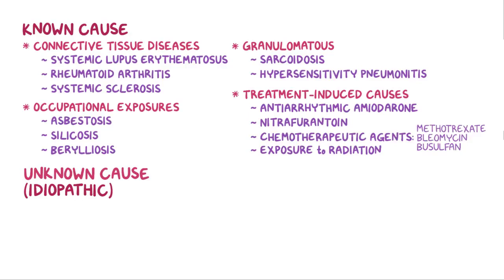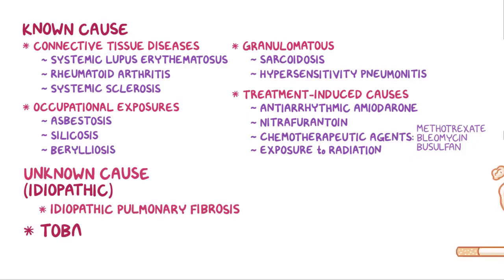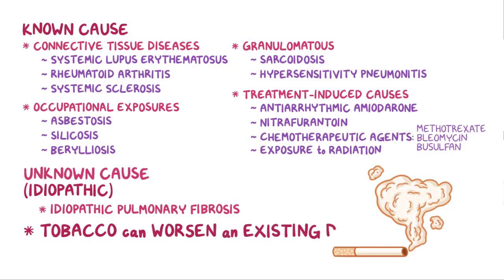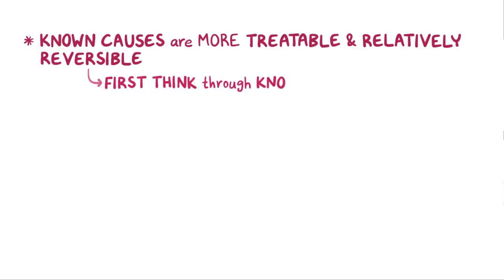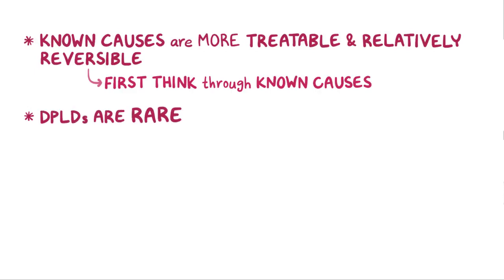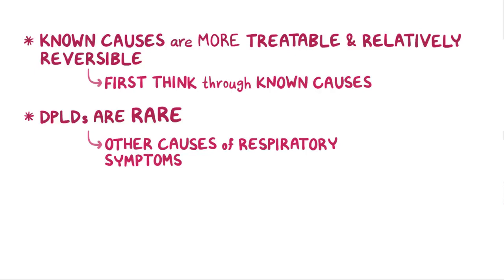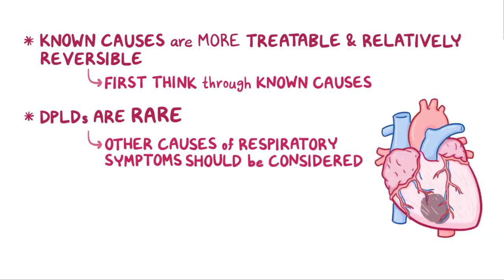Now, idiopathic DPLDs include many subtypes, but the most important one is idiopathic pulmonary fibrosis. In all scenarios, tobacco smoking can potentially worsen an existing DPLD. Now, DPLDs are classified in this way because the known causes are often more treatable and relatively reversible compared to the idiopathic causes. Consequently, when approaching an individual, it's crucial to first think through the known causes. Additionally, it's important to understand that DPLDs are rare and that other causes of respiratory symptoms like pneumonia and heart failure should be considered.